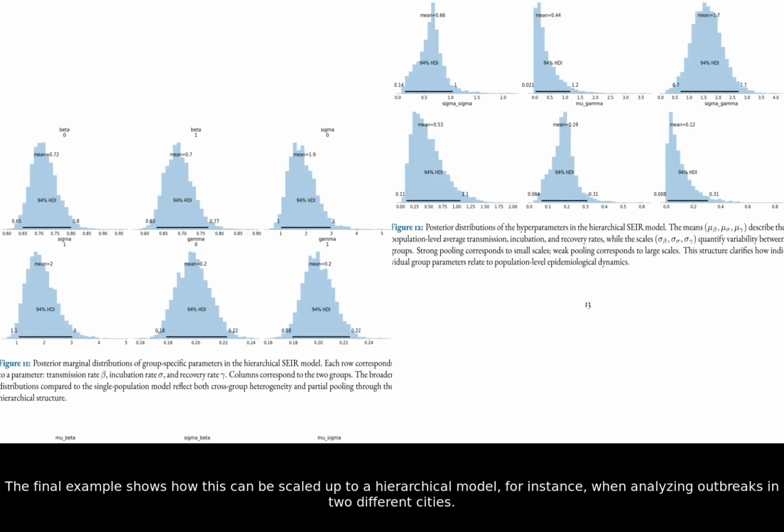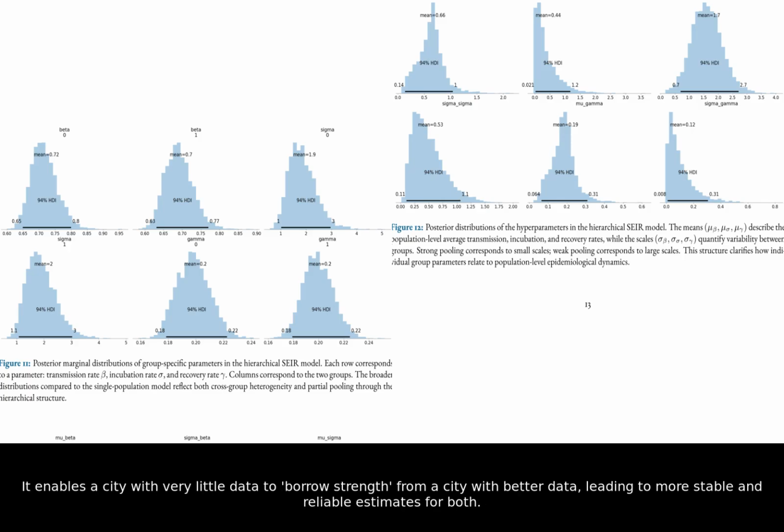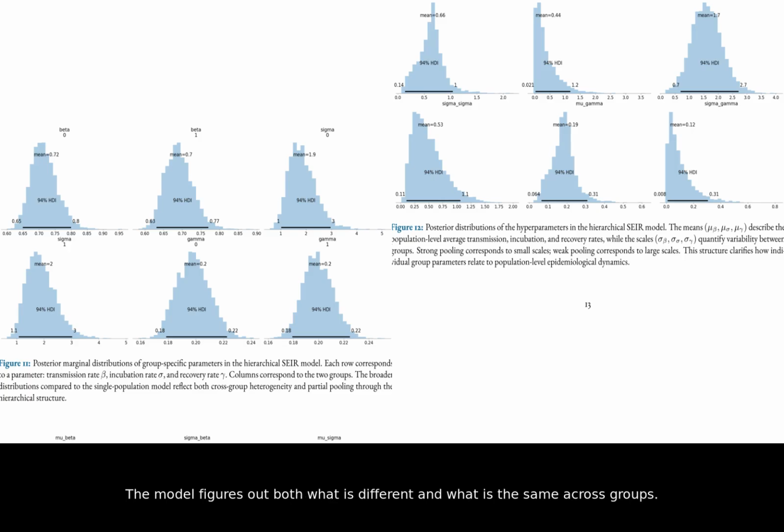The final example shows how this can be scaled up to a hierarchical model, for instance, when analyzing outbreaks in two different cities. This powerful structure allows the model to learn about each city's unique dynamics, while also learning about the properties the epidemics share. It enables a city with very little data to borrow strength from a city with better data, leading to more stable and reliable estimates for both. The model figures out both what is different and what is the same across groups.